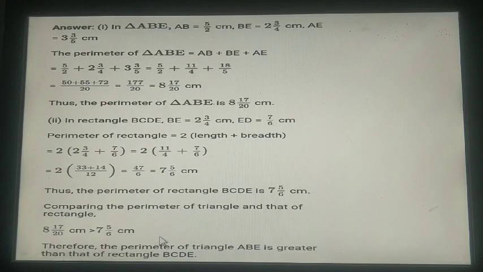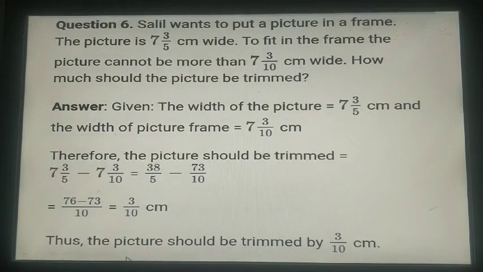Now they are also asking you to compare and find out which one is having the greater perimeter. You can see very well 8 whole parts is greater than 7 whole parts. So definitely the perimeter of the triangle ABE is greater than the perimeter of rectangle BCDE.